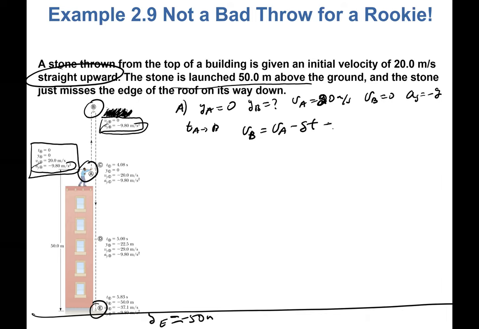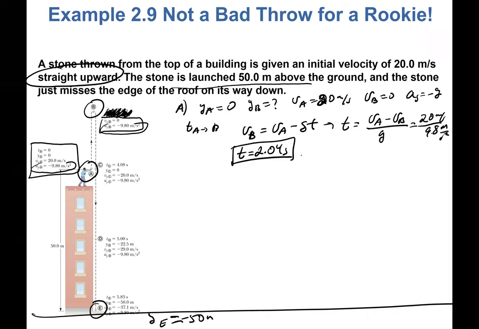Then I rearrange so that time equals VA minus VB over G. So this becomes 20 meters per second over 9.8 meters per second squared, and I can calculate the time to be 2.04 seconds. Okay, so that's what I got.